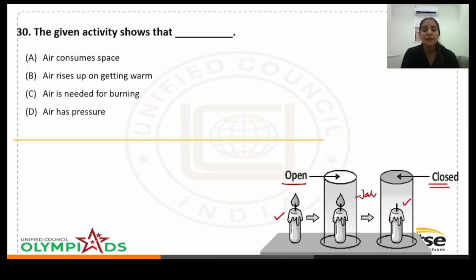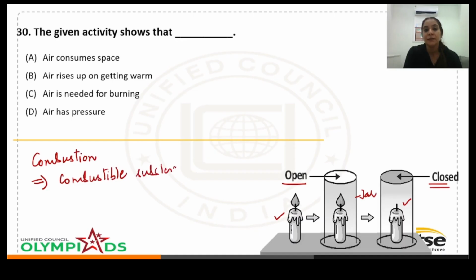Now in this case the reason is, whenever any substance is burning, it is combustion. Combustion means burning of any substance. For combustion to occur, we need three essential things. First, we need a combustible substance, that is, a substance which catches fire. There are a few substances that don't catch fire, for example glass and stone. So we need a combustible substance which can catch fire.